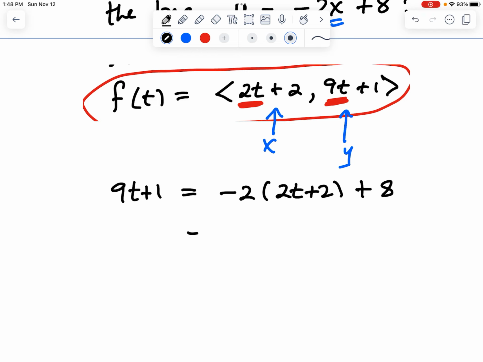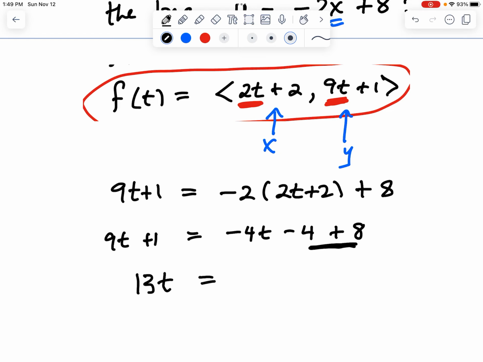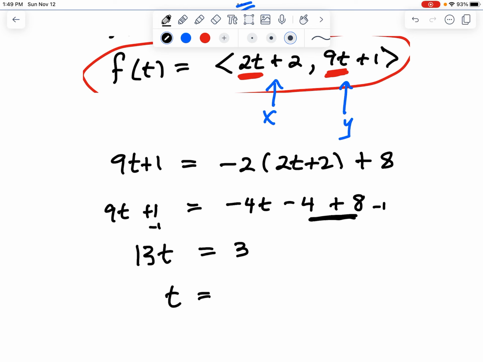And then just do a little bit of algebra, like distribute. This would be negative 4t minus 4, and then plus an 8. And then if I put all the t's on the left side, I would need to add 4t, so that's going to be 13t. And so far on the right, there's a 4, but I need to subtract 1 from both sides. So that would be 4 minus 1, that's 3. And so the t is equal to 3 over 13. So if the t was in seconds, that's when it happens, after 3/13 of a second.